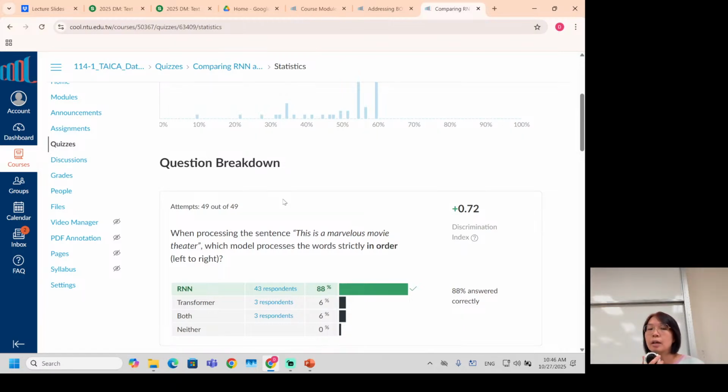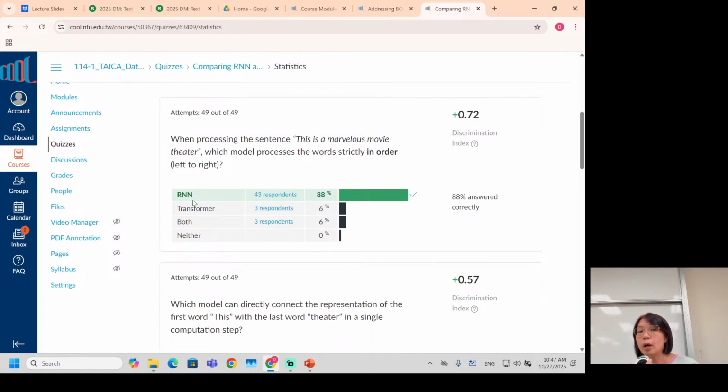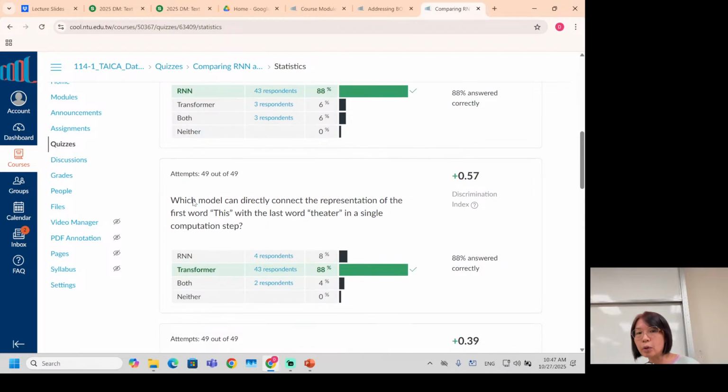Okay, then try to see this one. This one is just trying to see if you understand the specific characteristics between one thing and another. When processing the sentence, this is a marvelous movie theater, which model processes words strictly in order from left to right? That is RNN. Okay, the transformer is actually different. It can jump in between, but RNN can only do that sequentially.